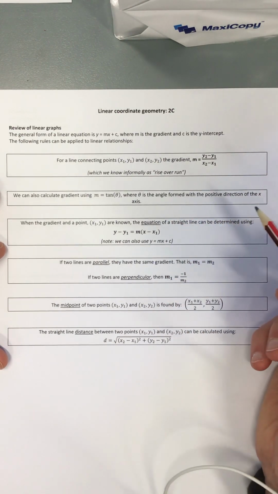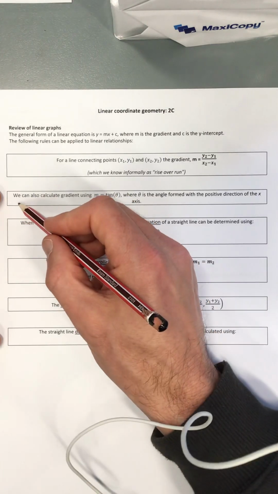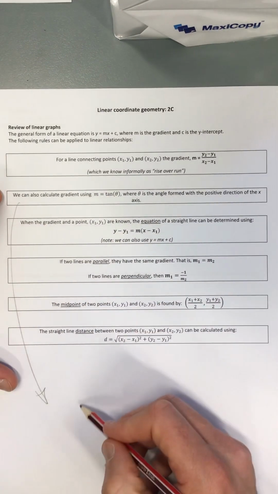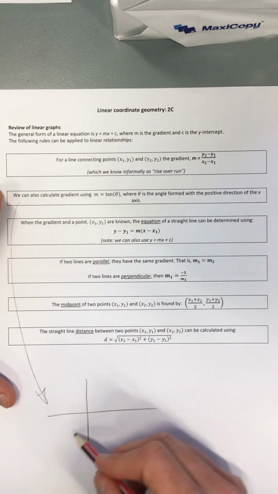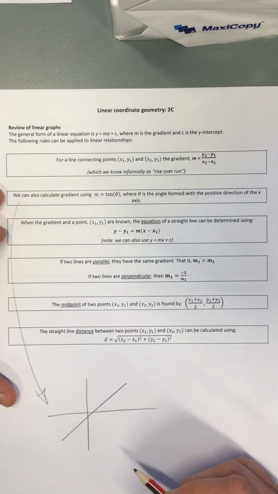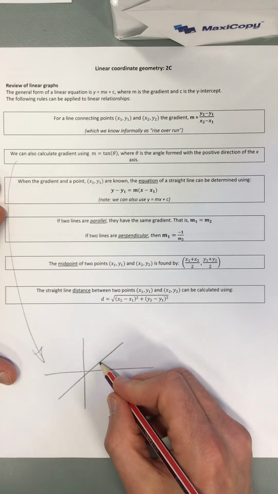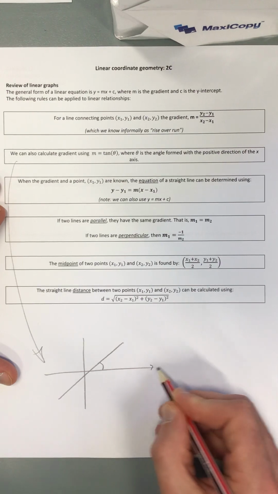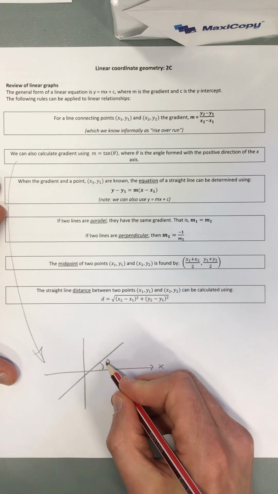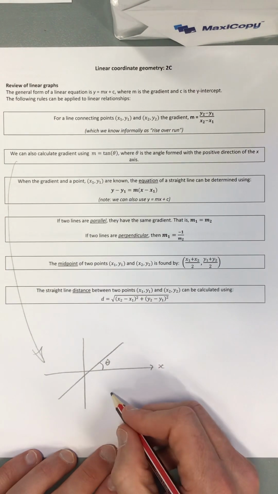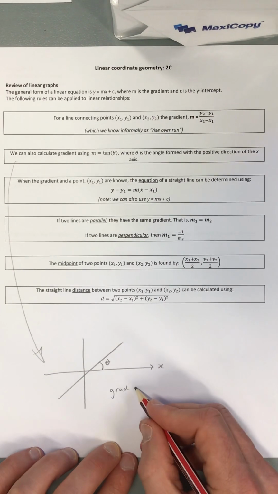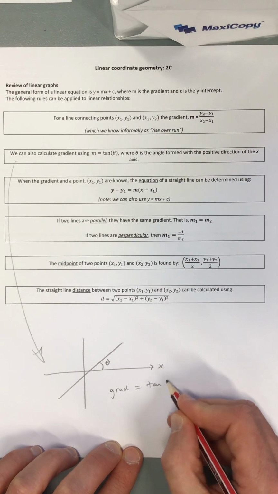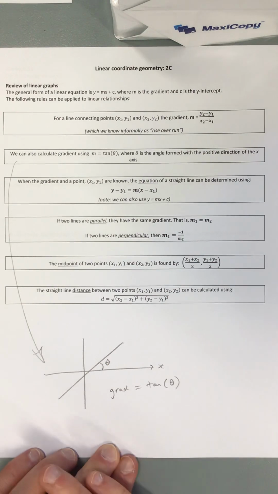That's a formula people sometimes forget because we probably don't use it a lot. I should have put a picture on the notes, but if you've got a straight line like that, the angle that the line forms with the positive direction of the x-axis is what we're calling theta, and if you know that angle, you can calculate the gradient by doing tan of theta.